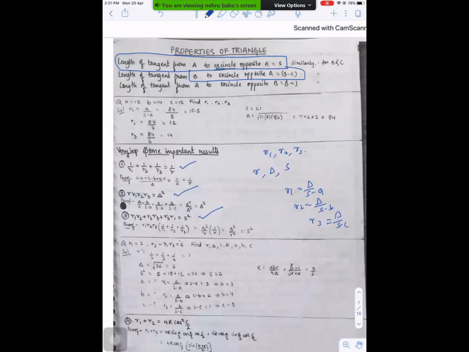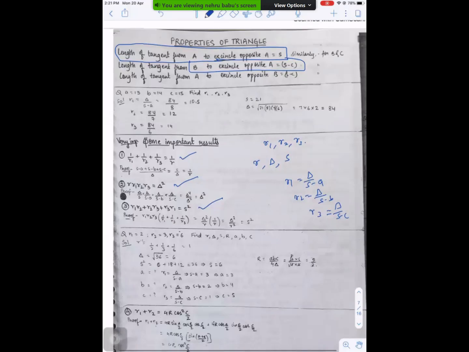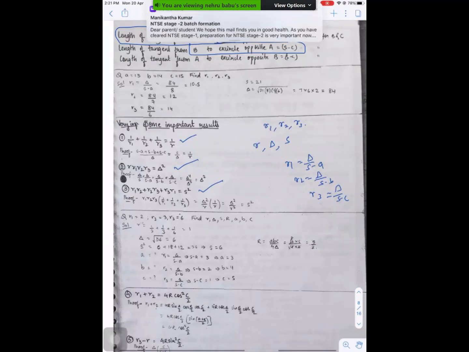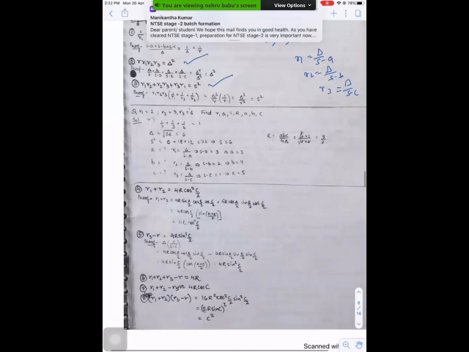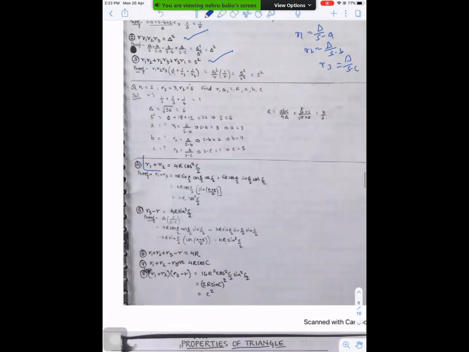Other than this, one more important result is also there. Everything is in terms of formula. What is that result? Here you have to remember these standard results. R1 plus R2, if you find, is 4R cos square C by 2.